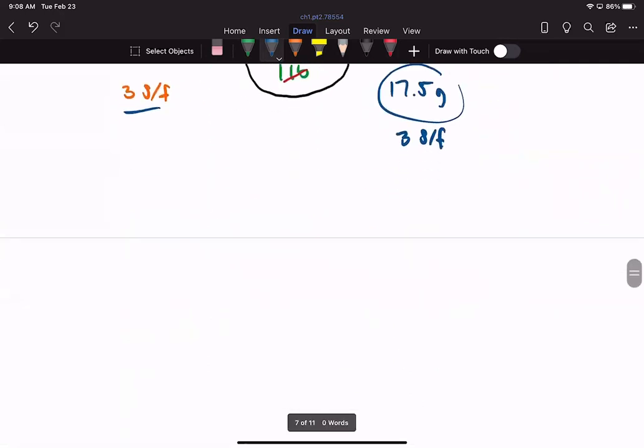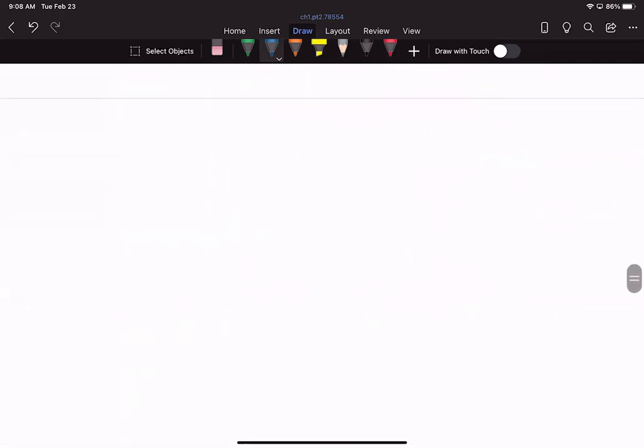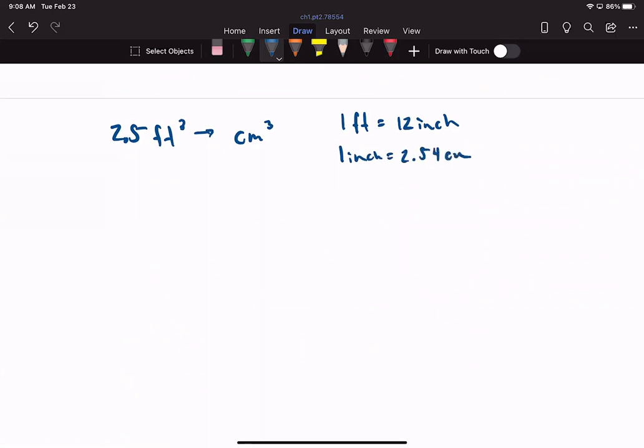Sometimes we're going to require more than one conversion factor, right? If I want to convert 2.5 feet cubed into centimeters cubed, we're going to need a couple definitions for this. One definition we can use is that 1 foot is equal to 12 inches. And we know that 1 inch is equal to 2.54 centimeters.